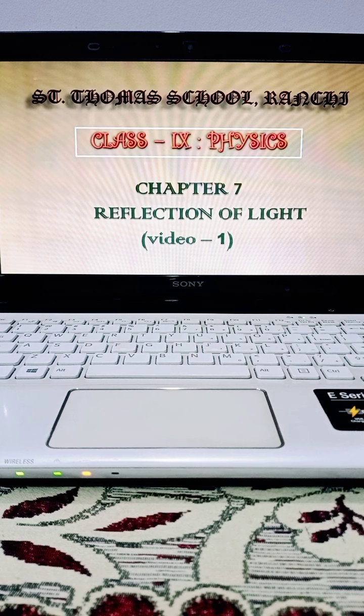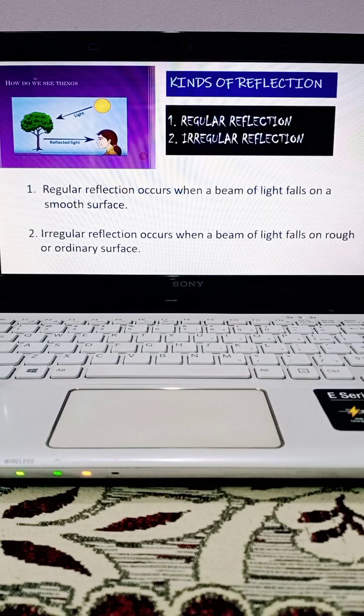Next, what are the kinds of reflection? There are two kinds of reflection. One is called regular reflection and another one is called irregular reflection. So what is regular reflection? Reflection that occurs when a beam of light falls on a smooth surface is called regular reflection. What is irregular reflection? Reflection that occurs when a beam of light falls on a rough or ordinary surface is called irregular reflection.